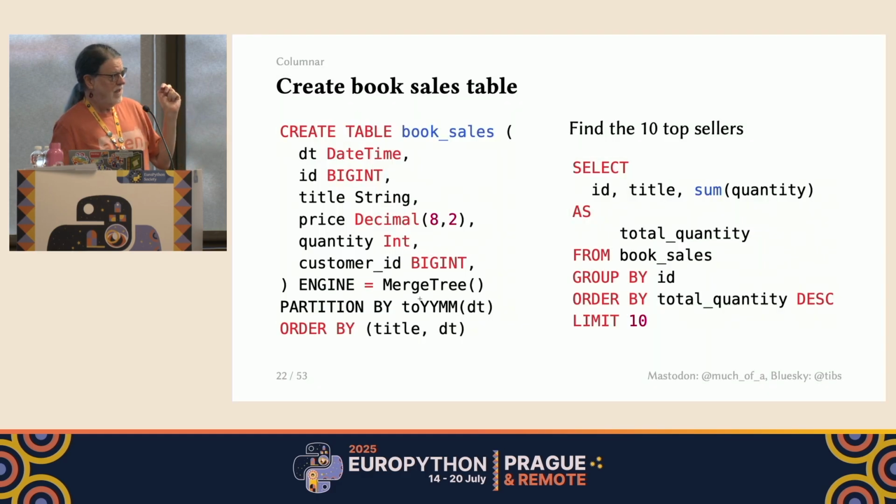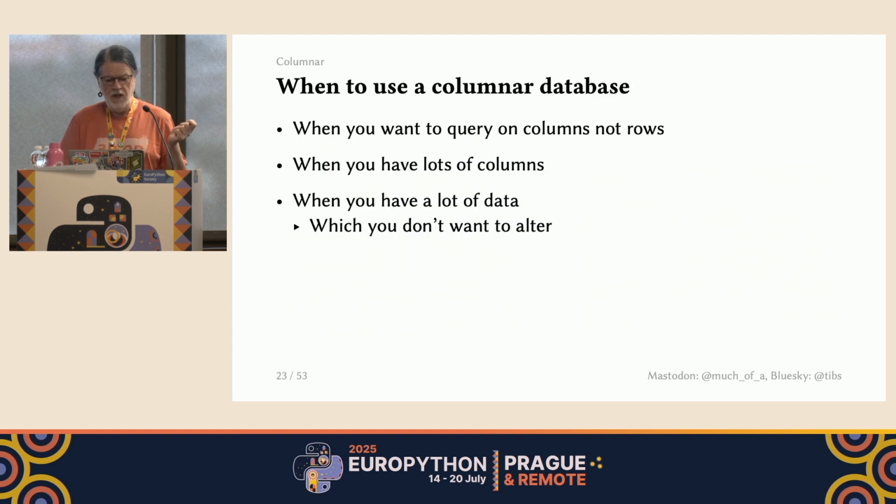On the right-hand side, we've got how we would select the top 10 best sellers. So there's nothing very strange. We're actually summing quantities, which is nice, and we're ordering. This is very standard sort of SQL. No surprises there.